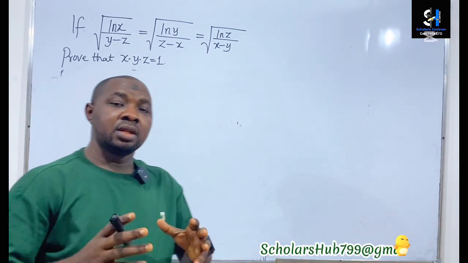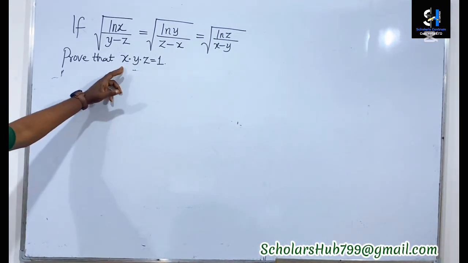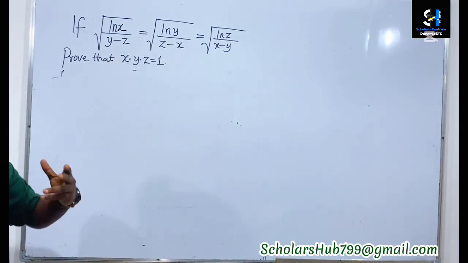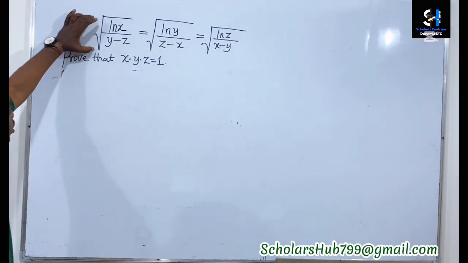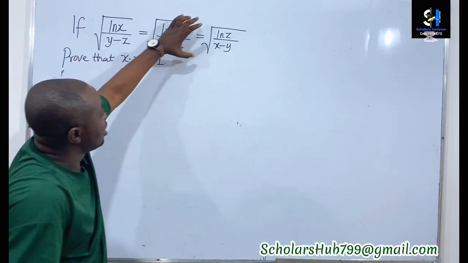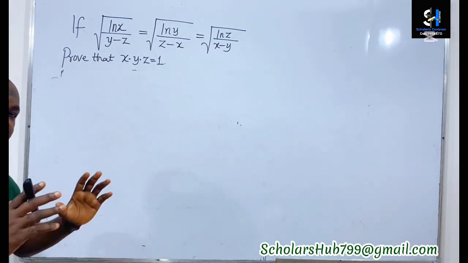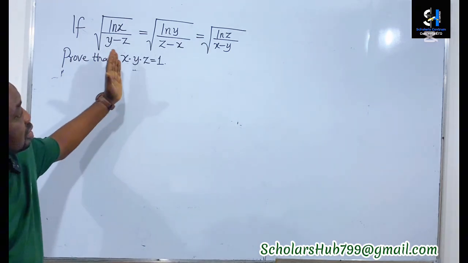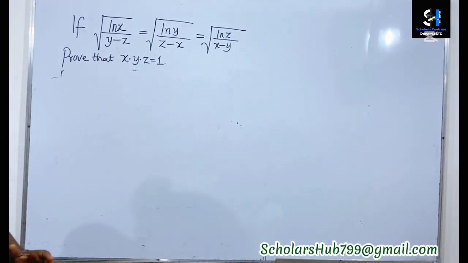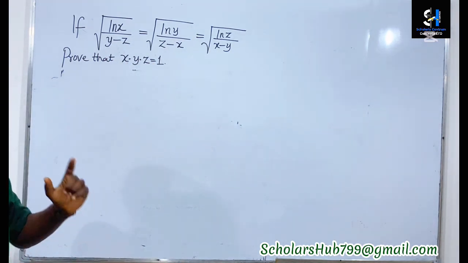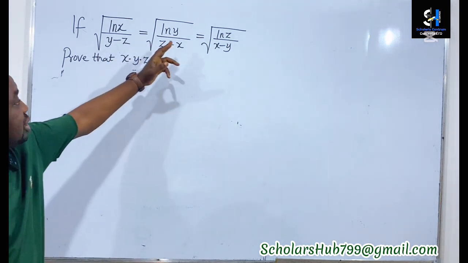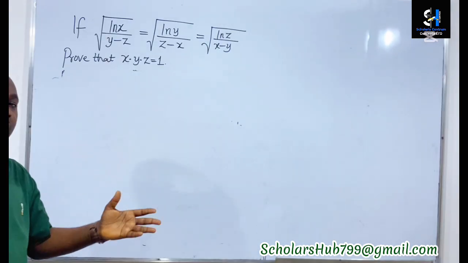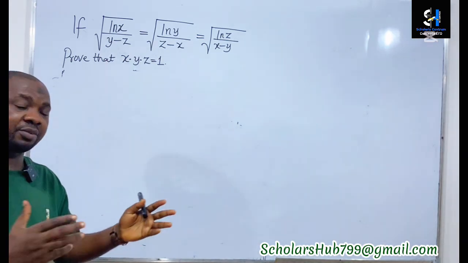Hello. Now let's prove that xyz equals 1, that is, the product of x, y, z equals 1, if this expression equals this expression equals this expression. Now the first thing we need to do is to express these expressions with a constant. We are going to represent each of these expressions with a constant value, and that will be a letter from the alphabet.